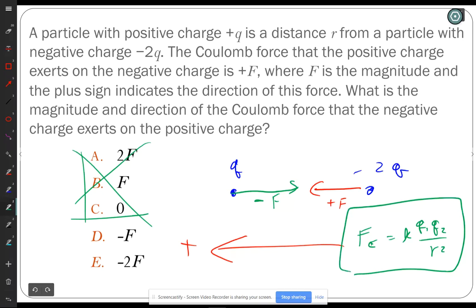There's our equation that gives us the force, and the force is just proportional to Q1 times Q2. It doesn't matter which one is bigger, which one's smaller. It's just the product that matters. So the force is going to have the same magnitude on either one because they're going to have the same product of charges.